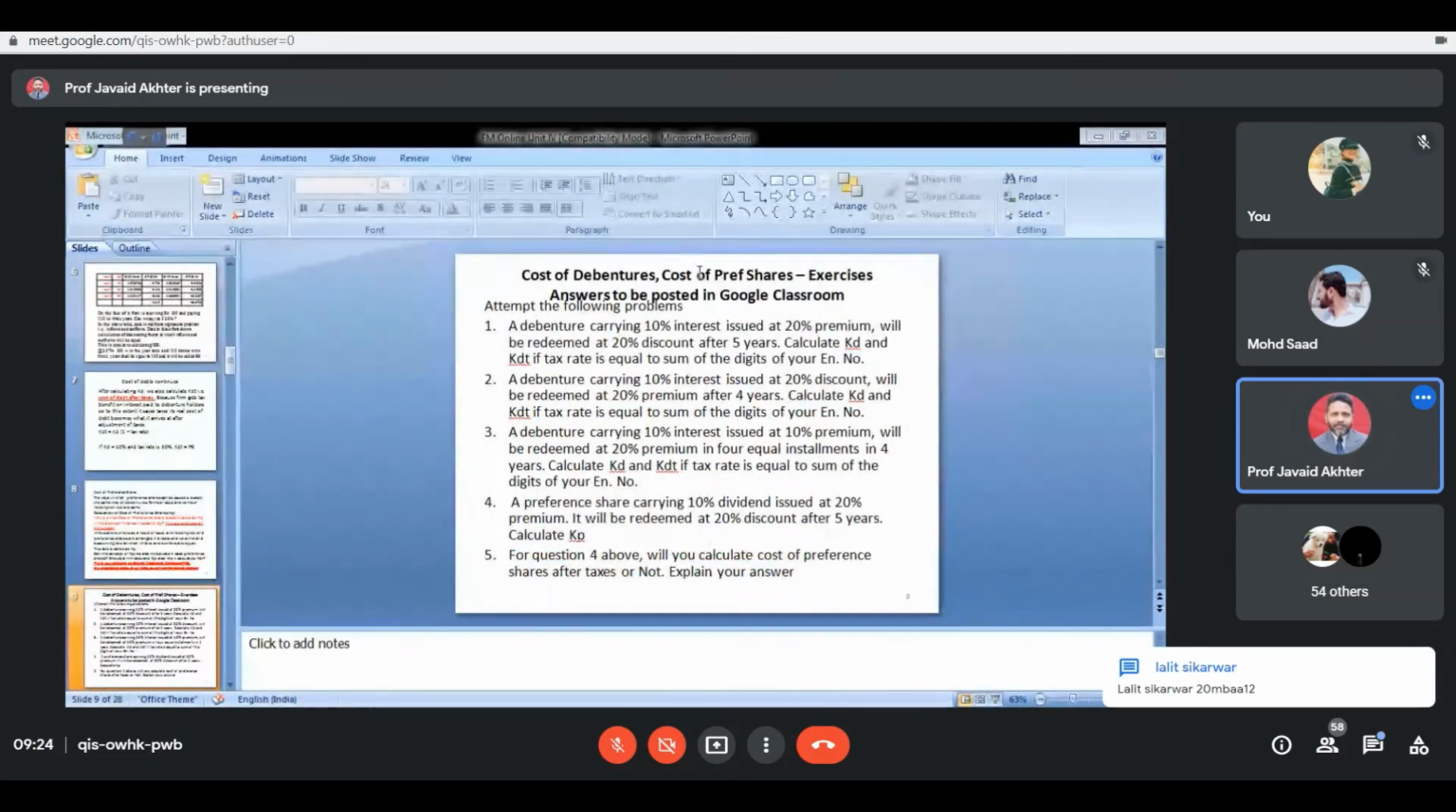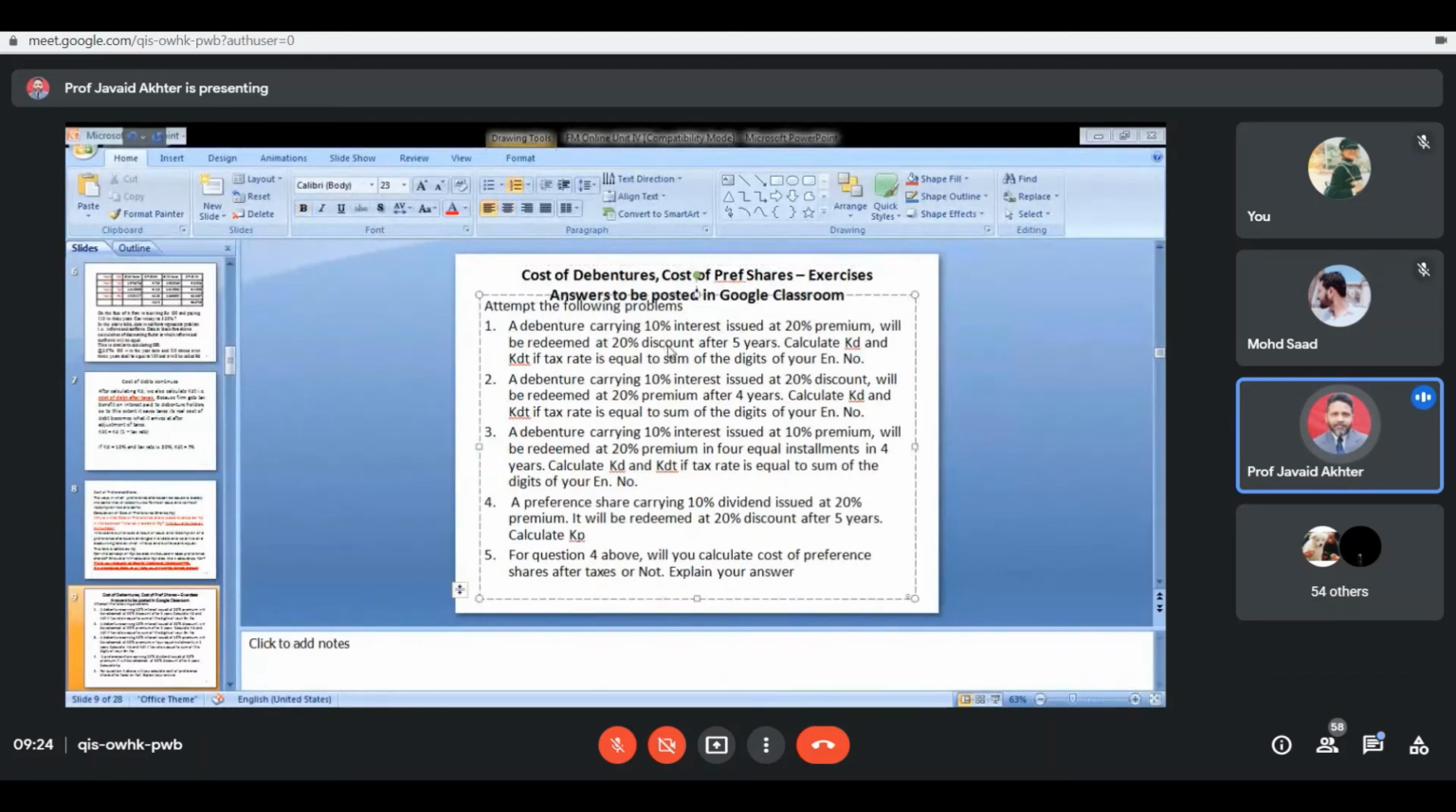Cost of debenture, cost of preference shares, exercise answer to be posted in the Google Classroom. I have sent you a text before also that till such time the class assignments are created, you continue working out on your rough answer sheet. The moment assignments are created, you simply copy them there. Don't write by hand and upload a paper until I ask you. Just write in the form of text only.